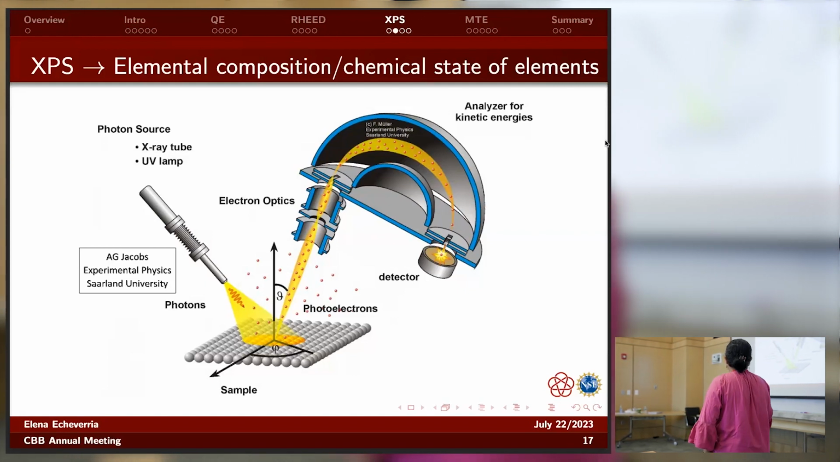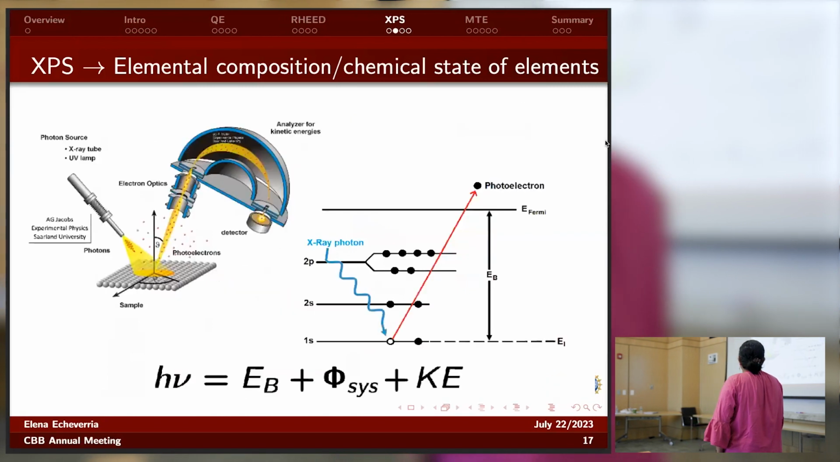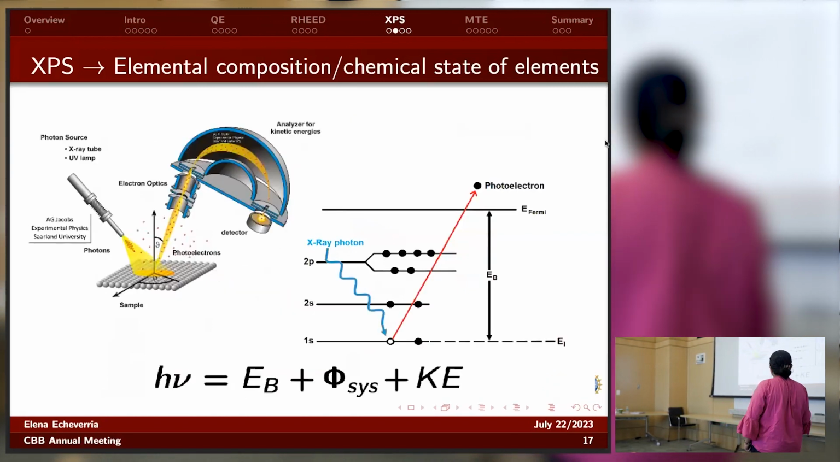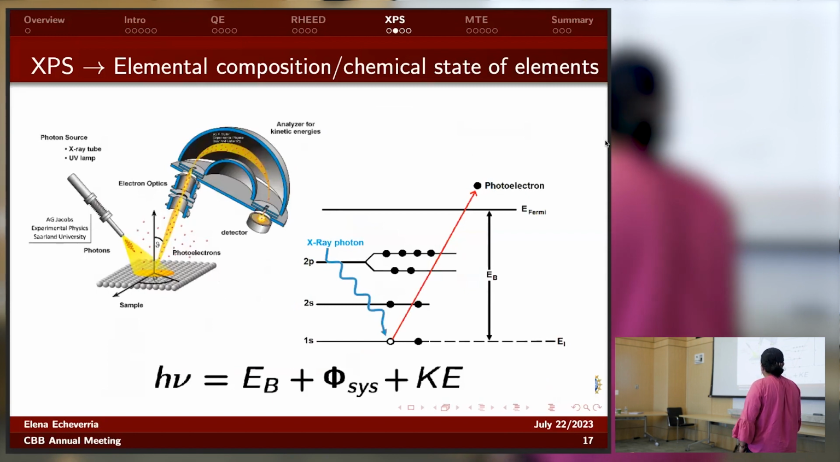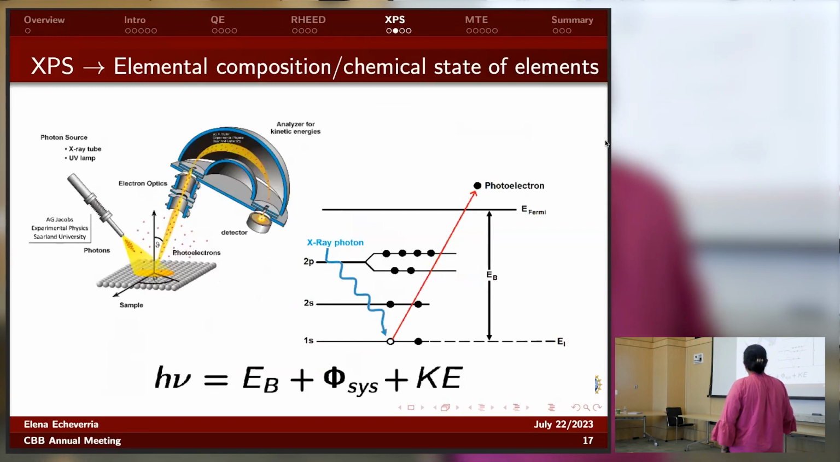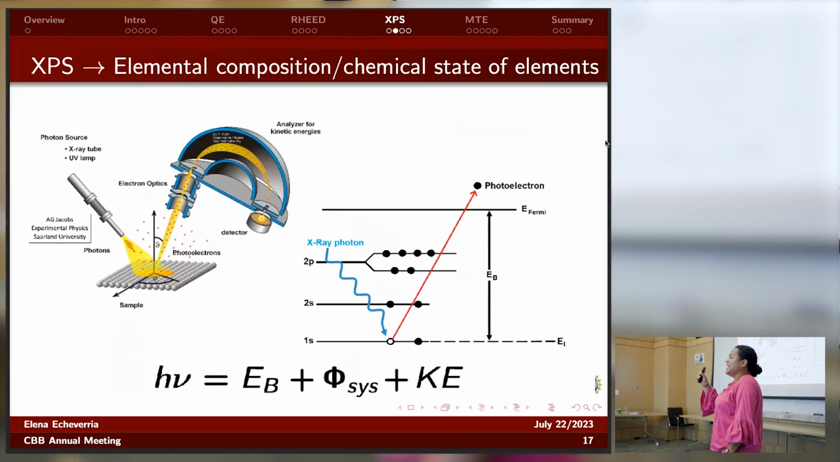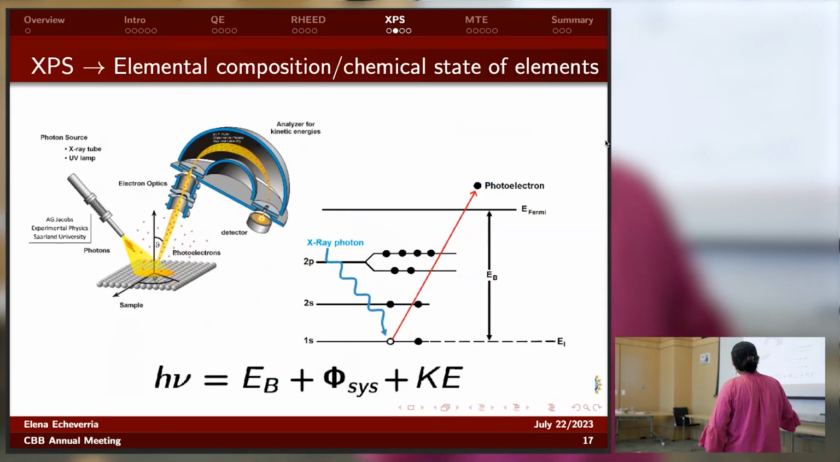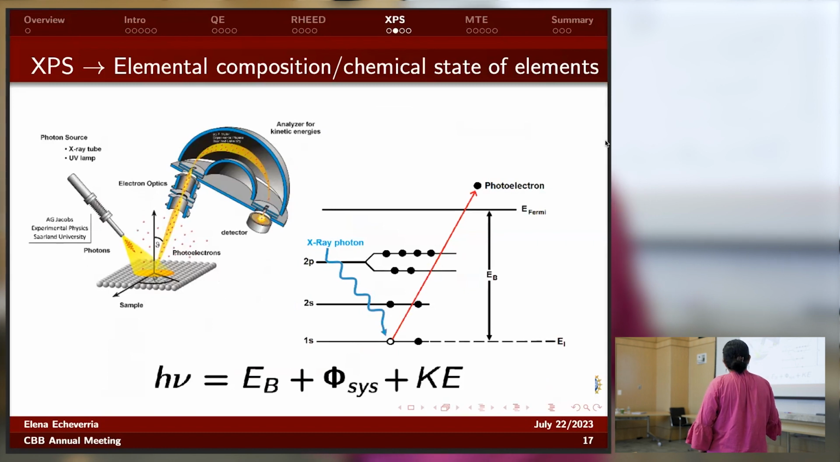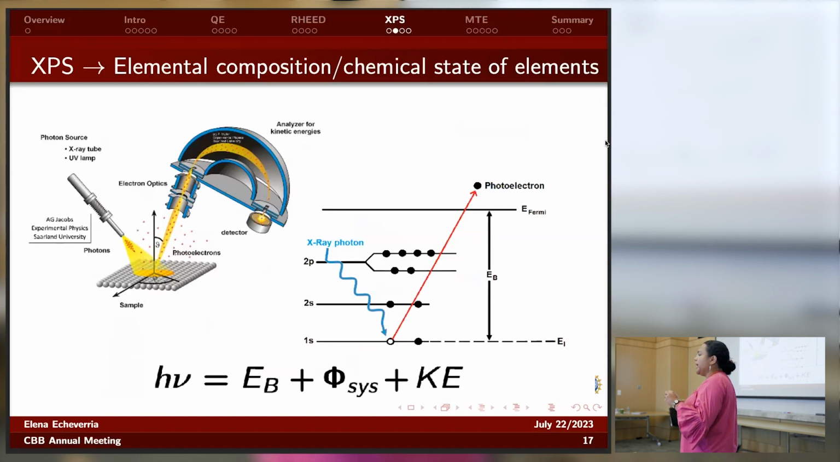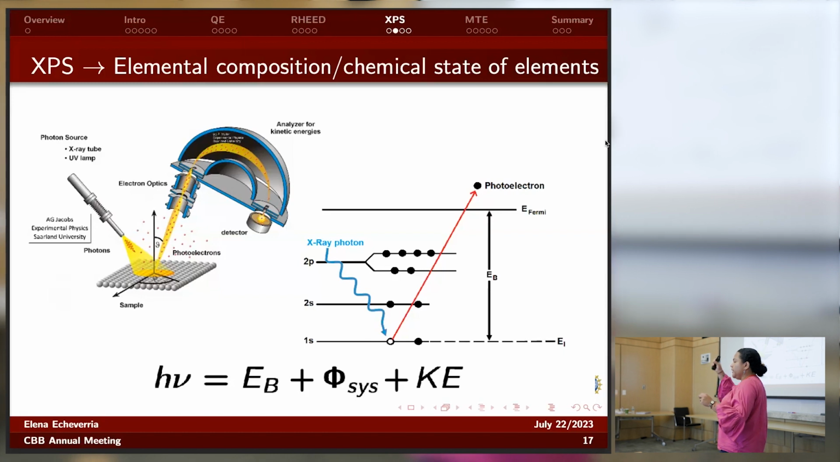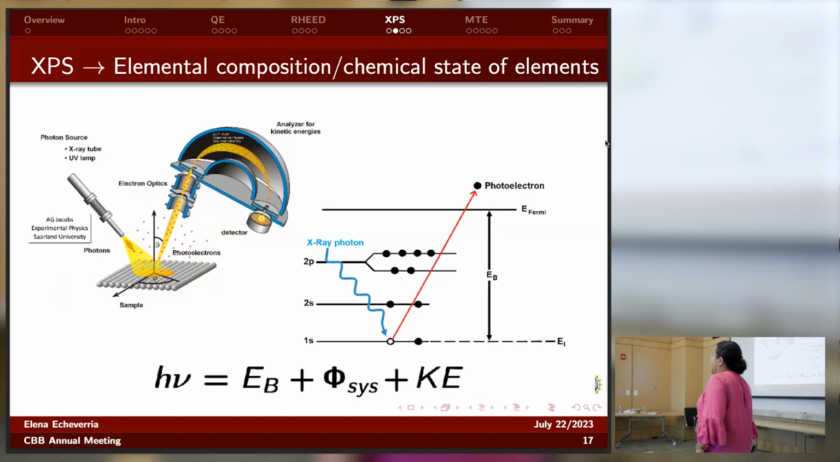Why do we need to read the kinetic energy? Well, this is a cartoon of the energy levels for the electrons. The photon can in principle interact with any electron in the surface or in the atom, and it will provide enough energy that the electron will be removed. It will break the bond between the nucleus and the electron. And that bond is what we call the binding energy. Once the electron is free, it will move and reach the analyzer.